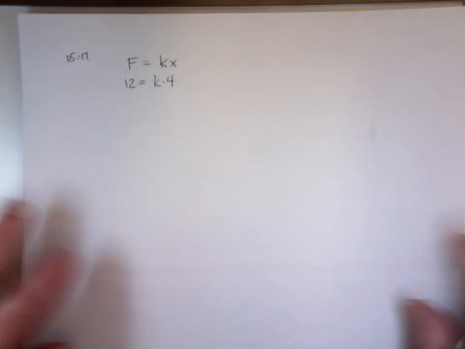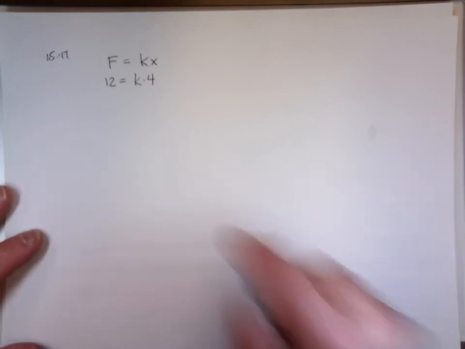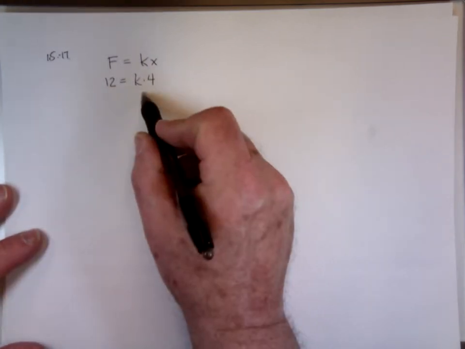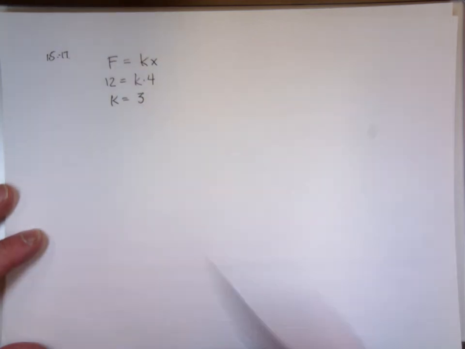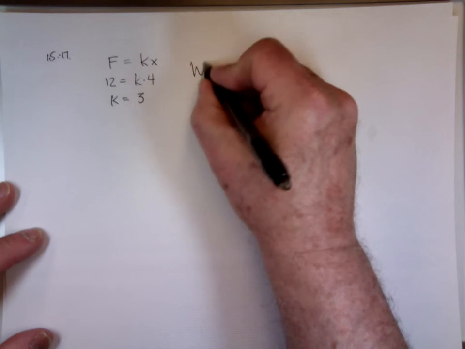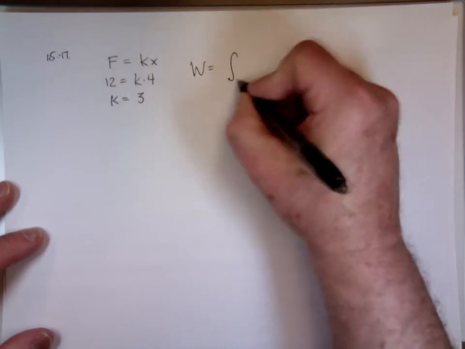Okay? This enables you to solve for K, that initial piece of information. K then is equal to 3. Now you're going to use K to find the work done. You find the work done in the spring by integrating, here, let me give you the formula, the force, which is Kx dx.